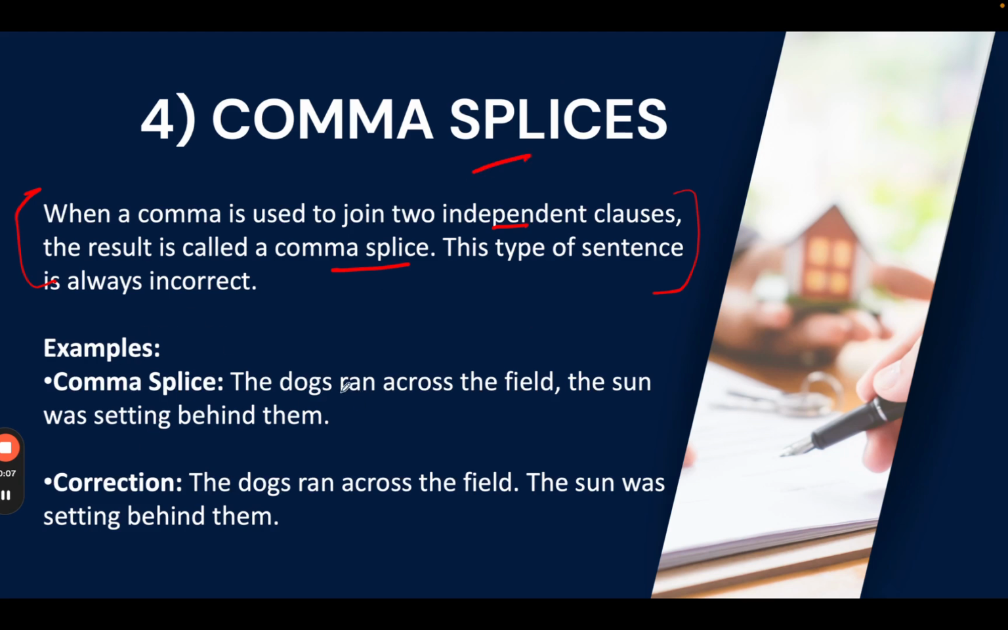Now look at an example. The dogs ran across the field. This is sentence 1. The sun was setting behind them. This is sentence 2. And what do you have in between? You have a comma. This is a comma splice. Absolutely wrong. And this is highly tested on the SATs, so please remember this particular rule by heart. How do I correct this? The dogs ran across the field, put a period, right? These are two complete sentences, put a period, put a semicolon, put a comma conjunction, anything you want, but not a comma for sure, right?